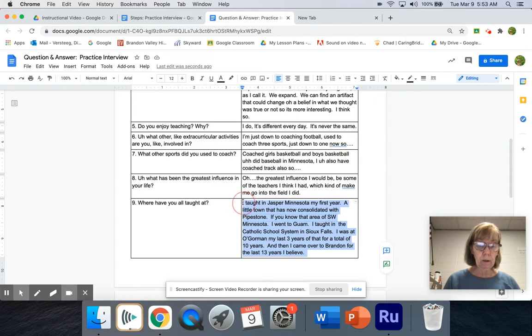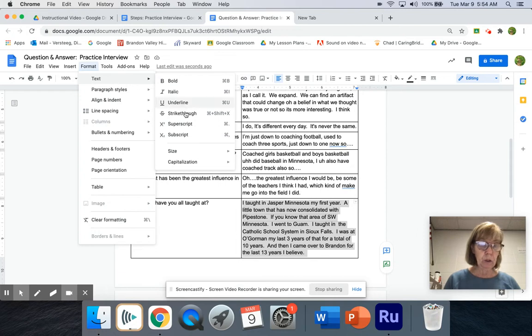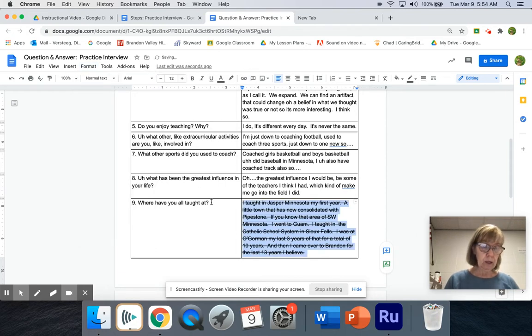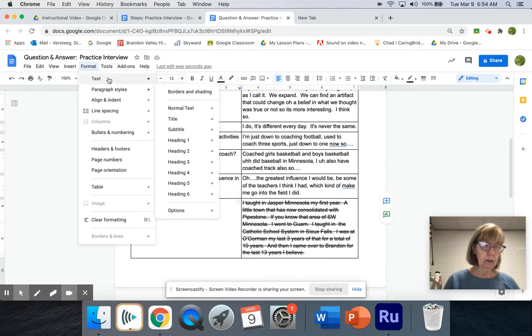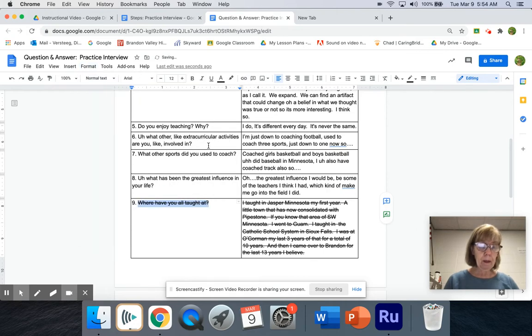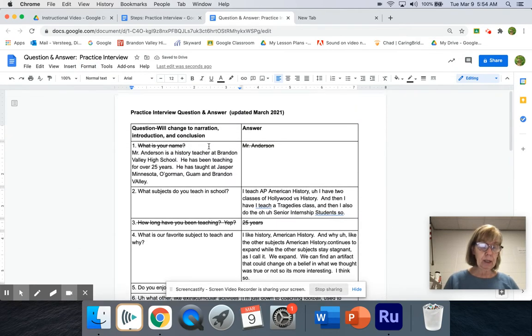So we're going to take all of his answer there and we're going to apply a strike through to it because we don't need it anymore. We used it in our introduction. And because we don't have any answer left, we now can get rid of the question as well as a strike through. Okay? So we have that part taken care of.